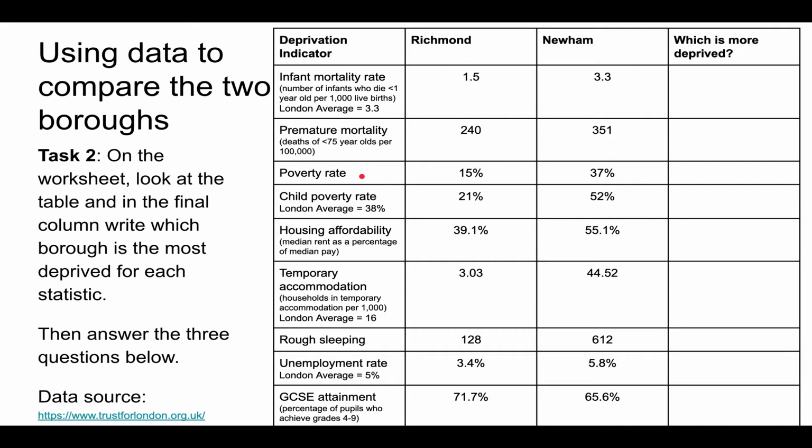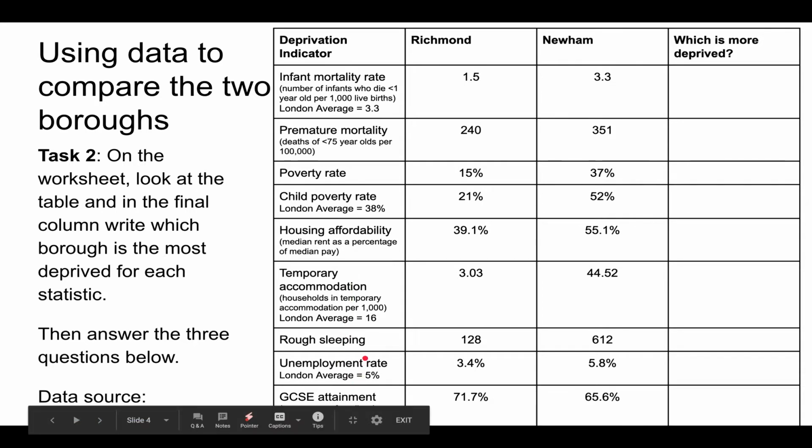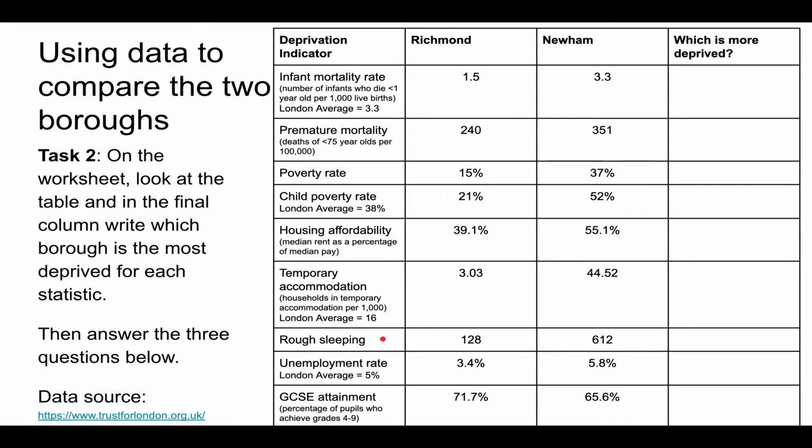The poverty rate, something we want it to be low. Child poverty also low. Housing affordability, okay, a bit of a difficult one. This is the median rent, so the average rent, not quite average, it's a type of average. The median rent as a percentage of median pay. So how much of what you earn should go on your rent? Basic, having a roof over your head. How many people are living in temporary accommodation? How many people are sleeping on the streets? That's what we mean by rough sleeping. It's being homeless and sleeping on the street.